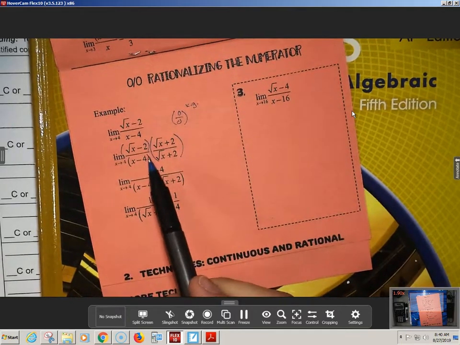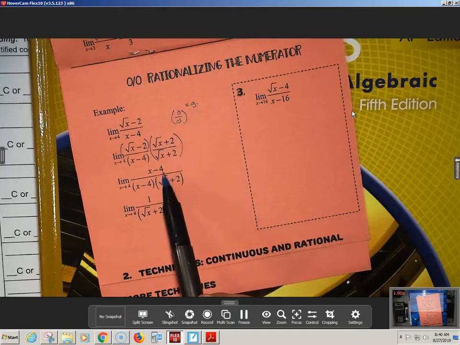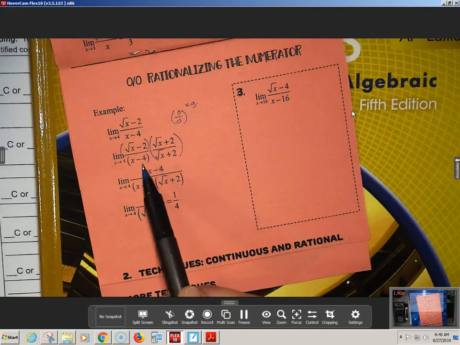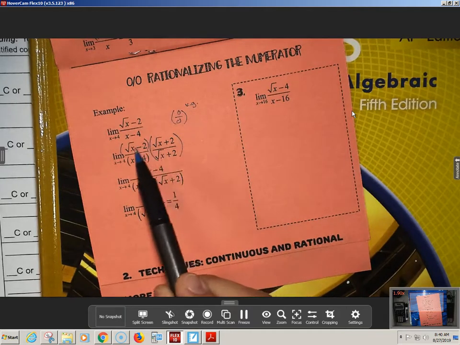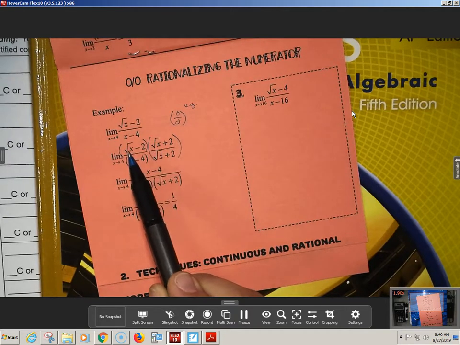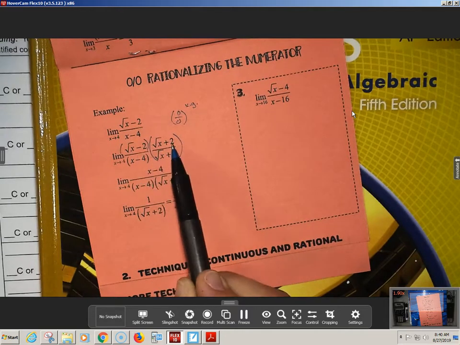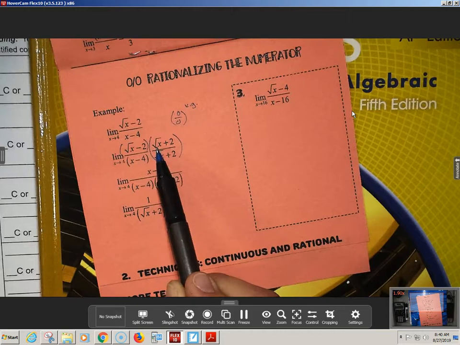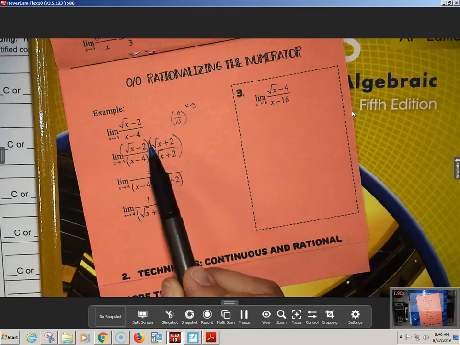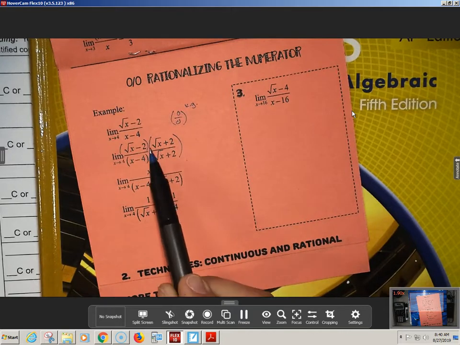Now, how did they go so quickly? It's kind of like a CalcChat answer. How did they go so quickly from root x minus 2 times root x plus 2 to x minus 4? How'd they do that? On the bottom, how do you multiply binomials? FOIL. And when you FOIL, first, what's root x squared? Just x. Outer would be plus 2 root x. Inner would be minus 2 root x. They're differences of squares. Those cancel. And then what's left? Minus 4.